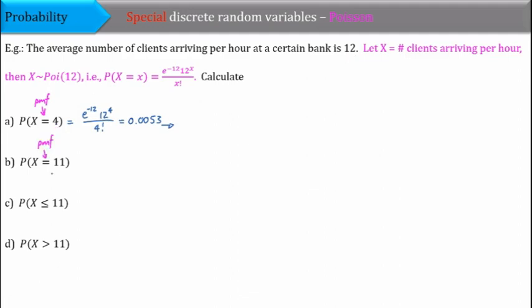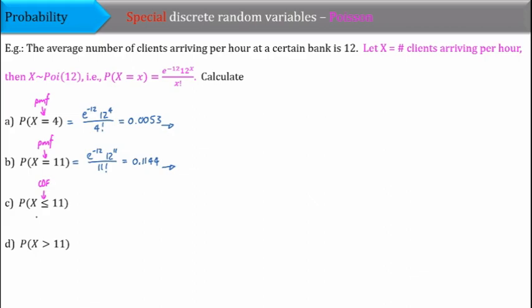So let's see, what is the probability of x being equal to 11? Well, again we have equal to, so that means PMF, so we simply substitute, and we see that the probability is 0.1144, so that means there's an 11.44% chance of 11 people arriving in a time interval. Okay, so we see that this is a lot higher than the 0.5% chance.